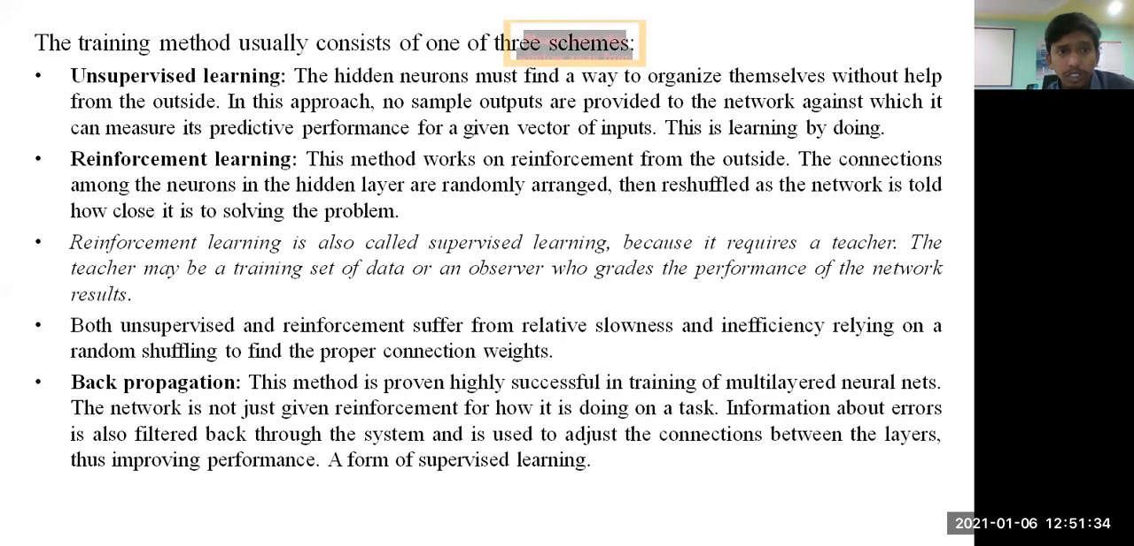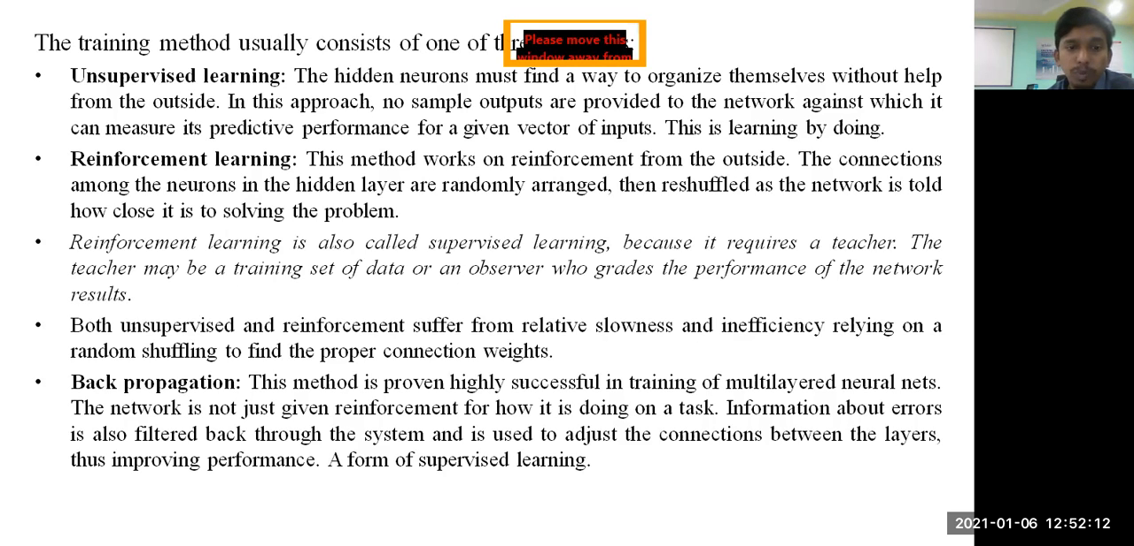So the training method is considered as a machine learning model. If you are using a supervised model, the training may be different. Supervised learning is considered like learning with respect to doing. So you will be doing a number of aspects, and from that the knowledge will be used for the learning method. Reinforcement learning is also considered as supervised learning because it requires a teacher here. A teacher may be a training set of data, or an observer who grades the performance of the network results.